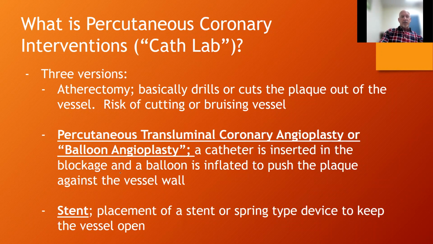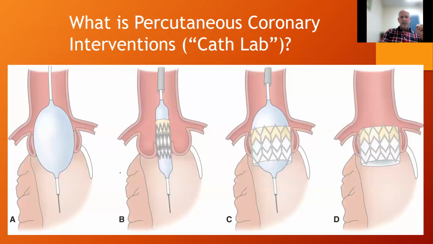Now, the last one here is a stent. We have to do the balloon angioplasty as a part of the stent. Let me see where the diagram is. Yeah, here we go. This is a better way to look at it. Now, here's the balloon angioplasty. We basically move the balloon into the area that's plugged, and we inflate it, and it pushes all the plaque up against the vessel walls.